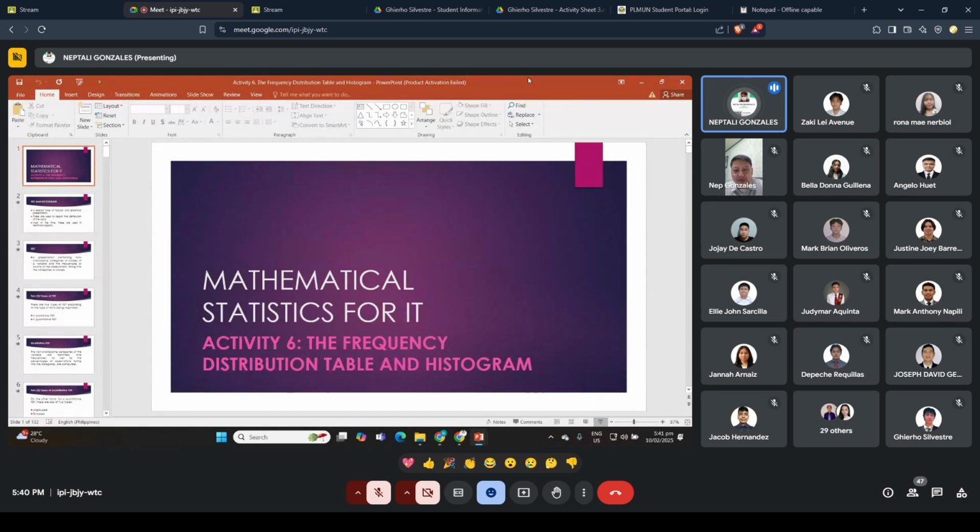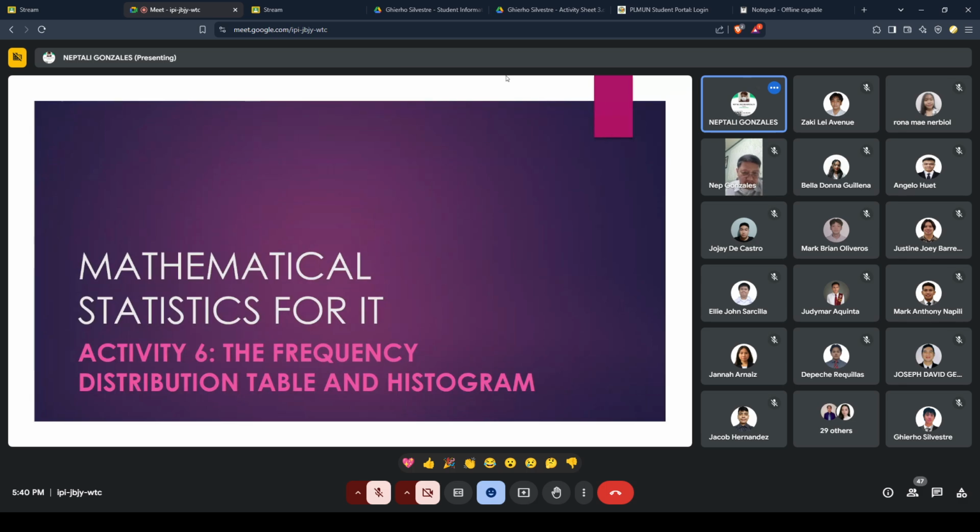So same, we will have 2 activities for tonight, all about frequency distribution table. May I request, will it cost you a lot if you are going to print the activity then by pair? Because it's very difficult to check online.